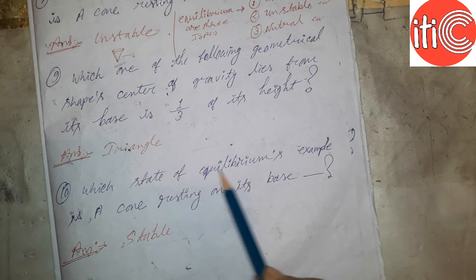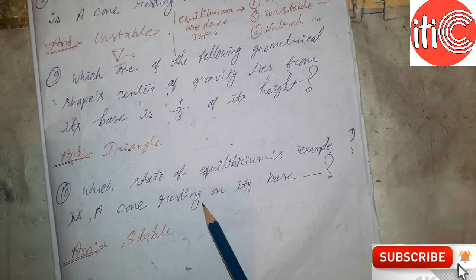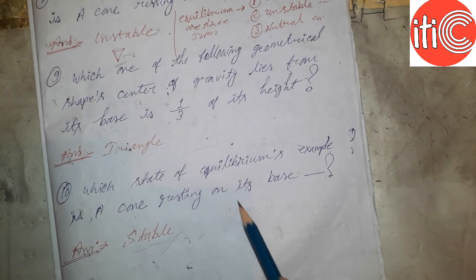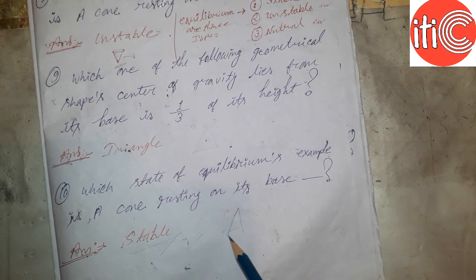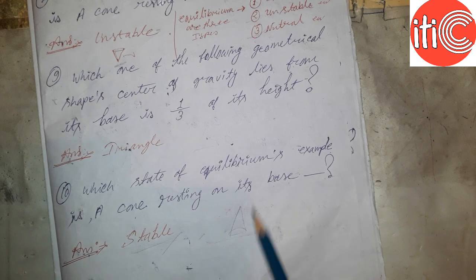Which state of equilibrium is an example of a cone resting on its base? Stable. Stable equilibrium on its base.